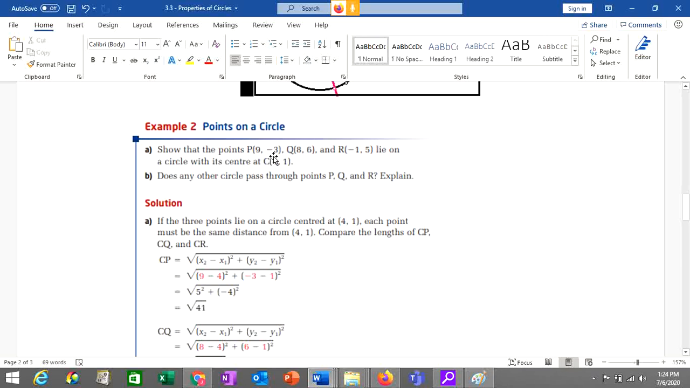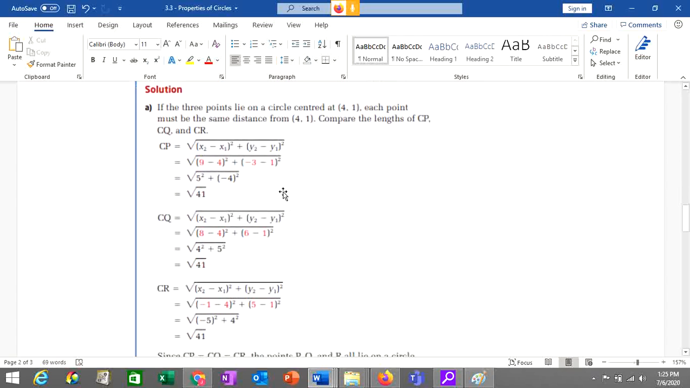So I'm going to check if PC, QC, and RC are all equal. If they are, then P, Q, and R all lie on some circle with (4, 1) as the center, and that distance that we're calculating here will actually be the radius of that circle. Okay, so all we've got to do is use our distance formula and plug in our x's and our y's for PC, QC, and RC and see if they are all the same distance away from our center C.